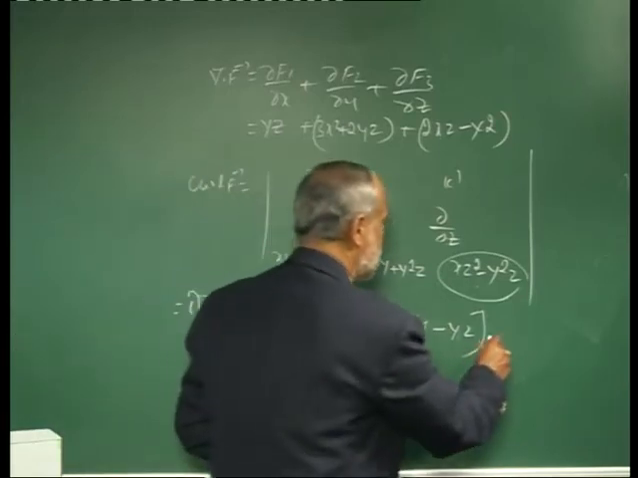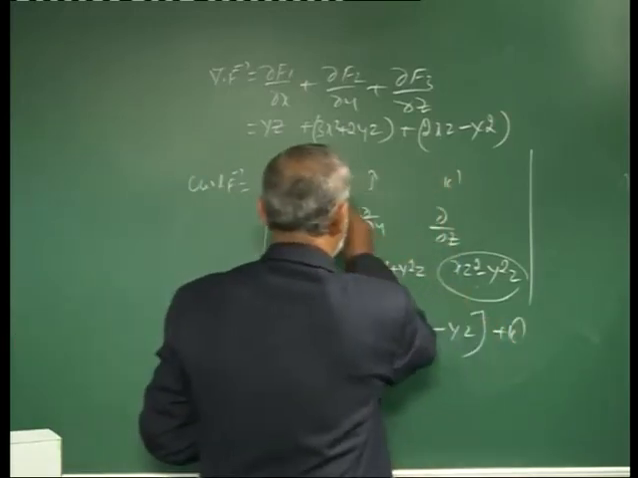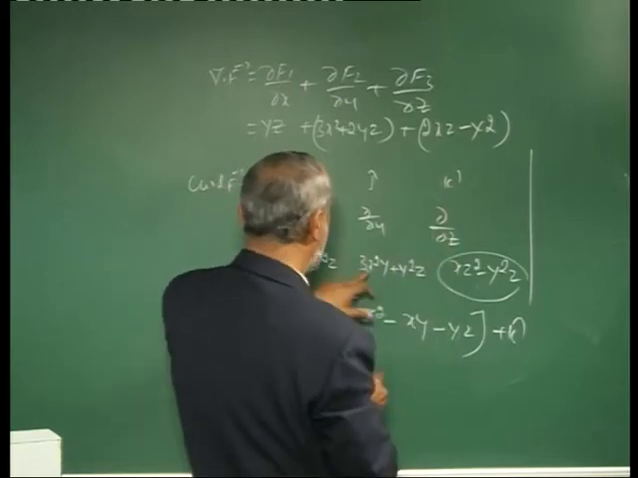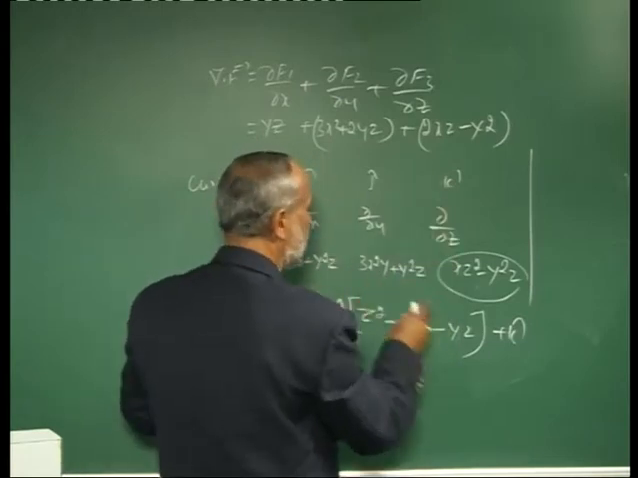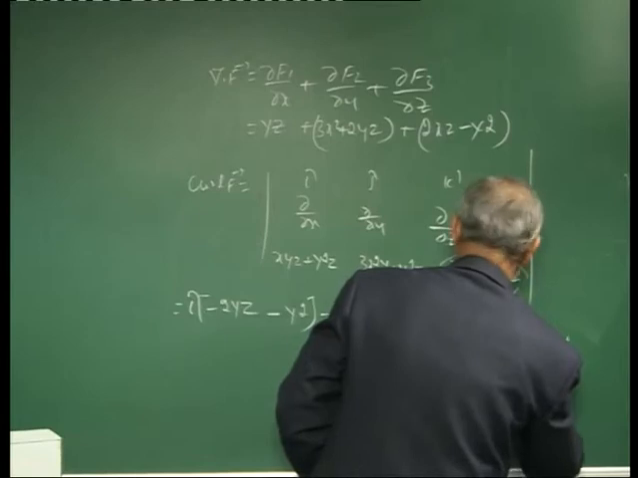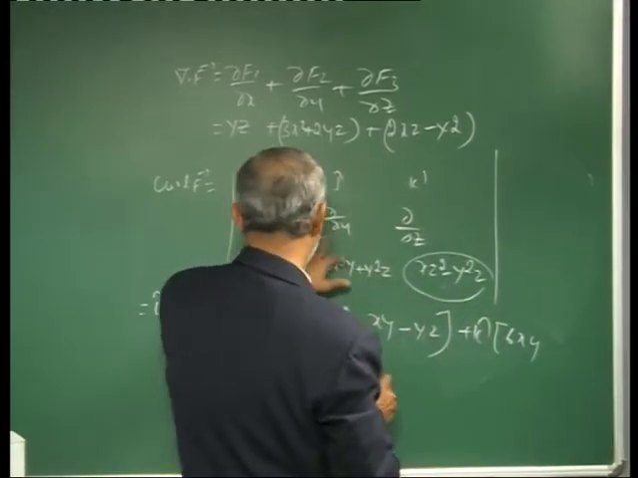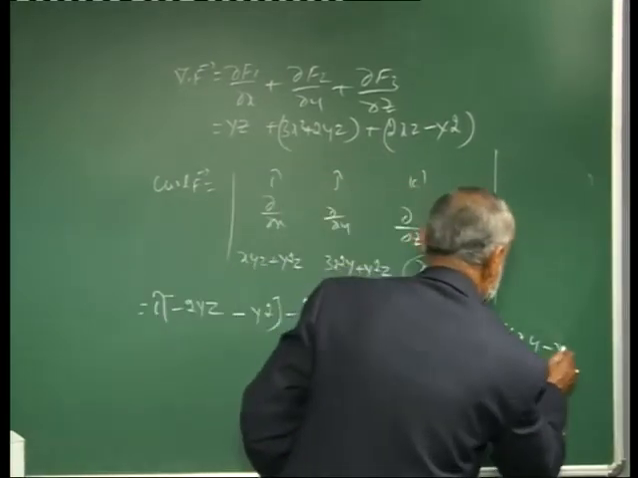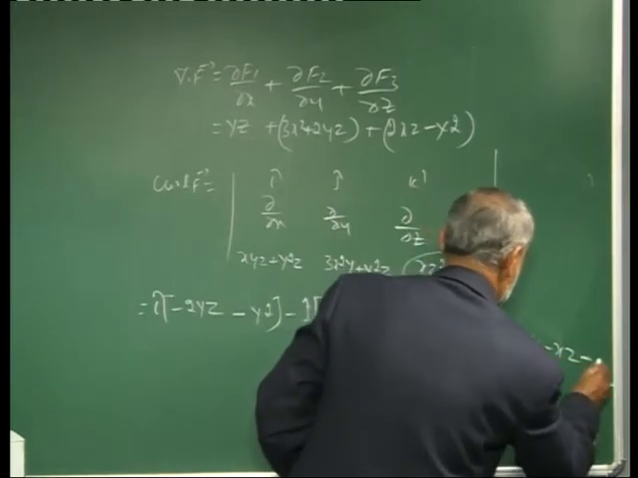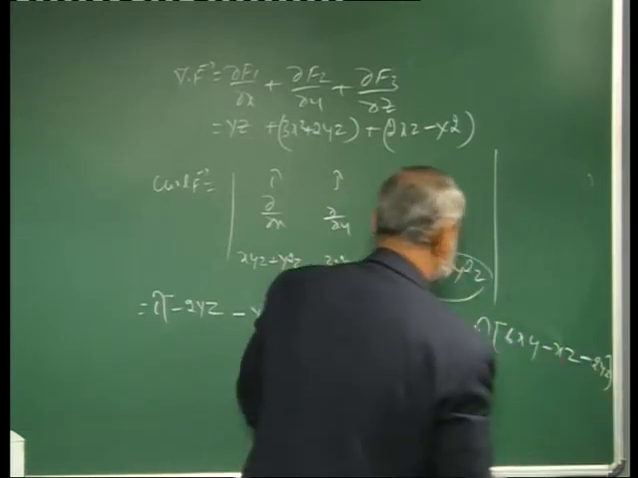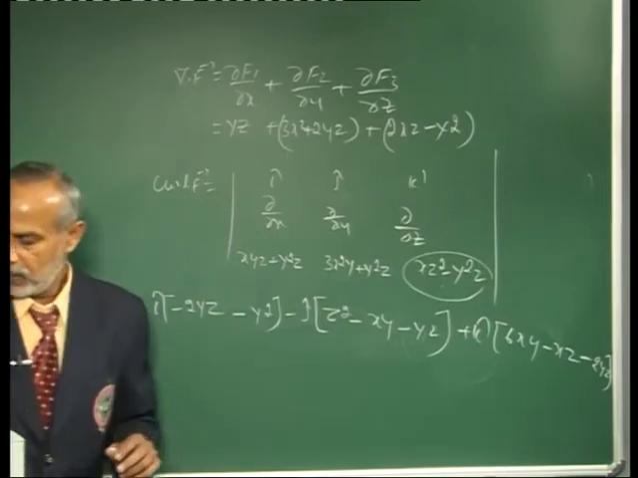Next, k vector, you can leave the first row and third column, ∂/∂x means here 6xy. Then this is 0, ∂/∂y means minus xz minus 2yz. This is the required result.